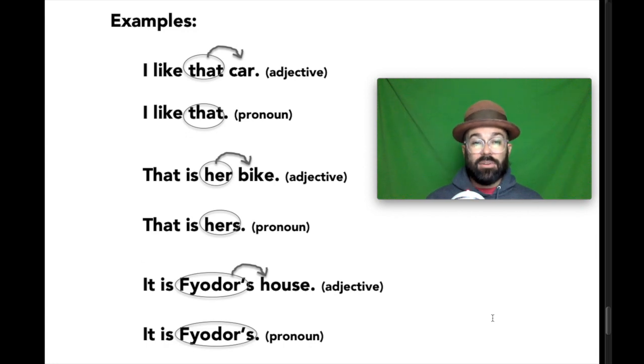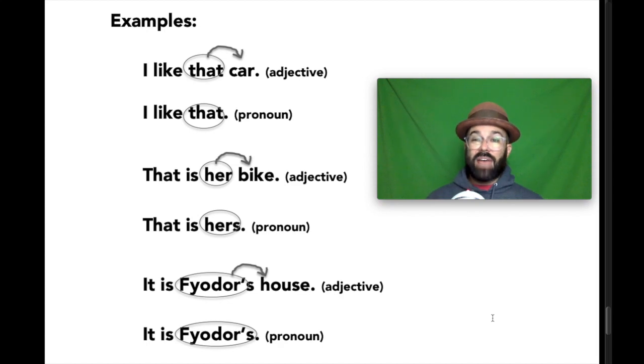In the second example, that is her bike. Her is pointing to bike. But if I was to say, that is hers, I had to add an S to it, but it stands all by itself. Hers, what? We don't know, but it belongs to her. Whatever it is, it's a thing. It belongs to her, and in this instance, hers is behaving as a pronoun, taking the place of that thing.